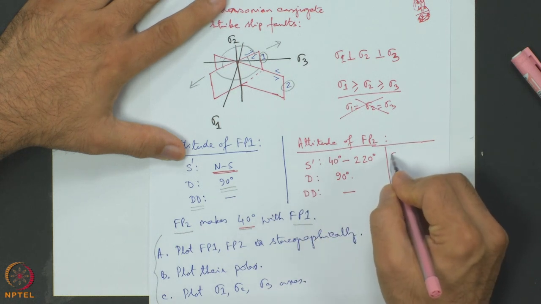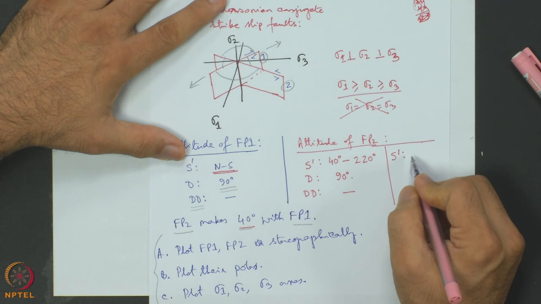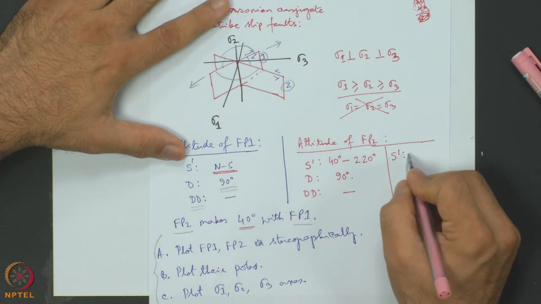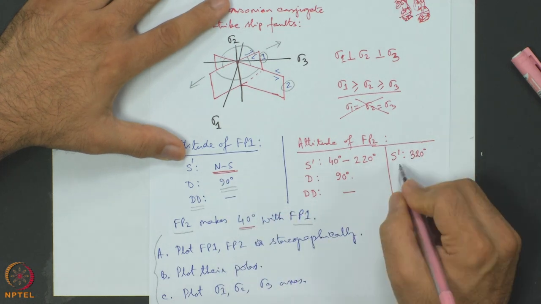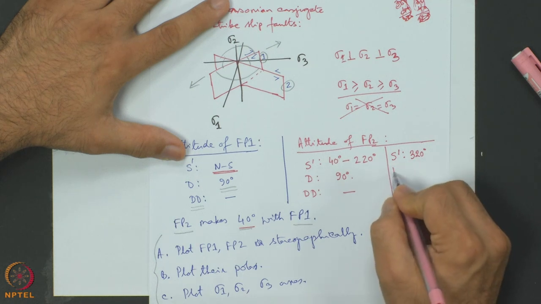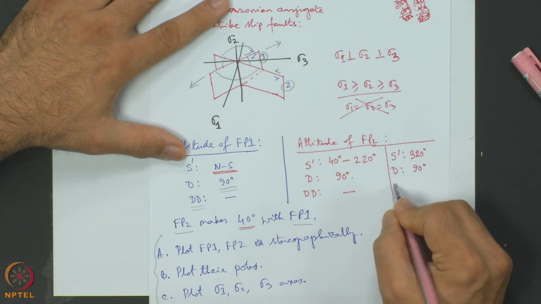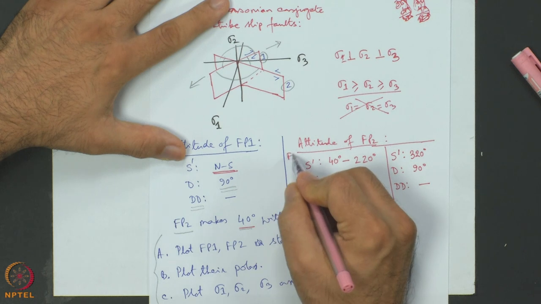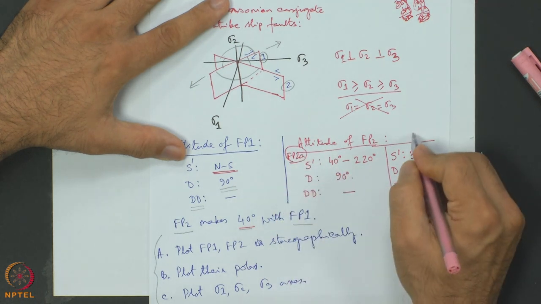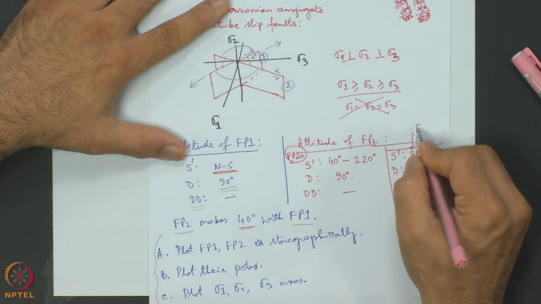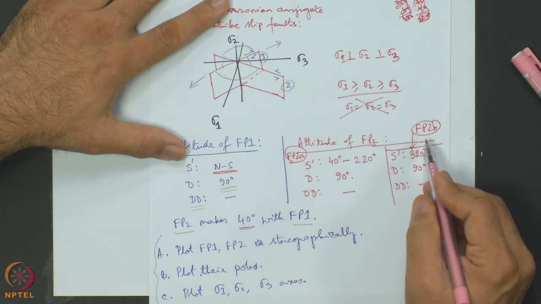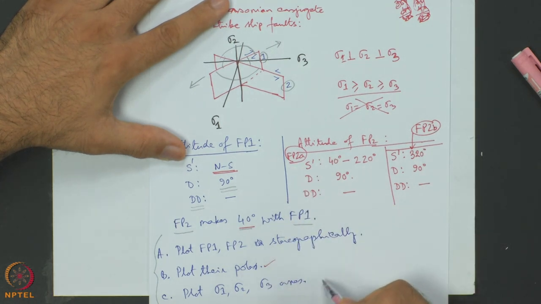Now suppose this 40 degree angle is made in a different way. The second possibility is that fault plane 2 can have a strike north, which is 360 degrees minus 40 degrees. How much is that? So the strike can be 320 degrees. The dip in that case remains 90 degrees. As usual, dip direction is undefined. So we have two possibilities. I can call one possibility FP2A, and this as FP2B. Two possible cases I have to draw, and in those two possible cases the poles can be drawn, and the principal stress axes can also be drawn.